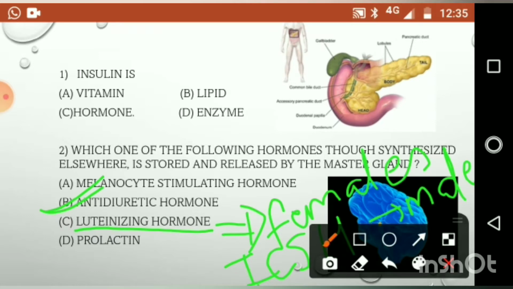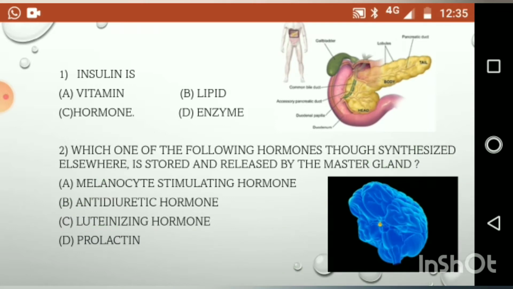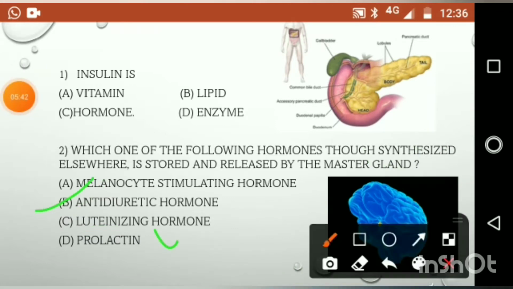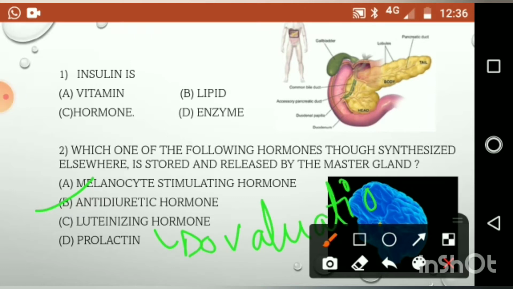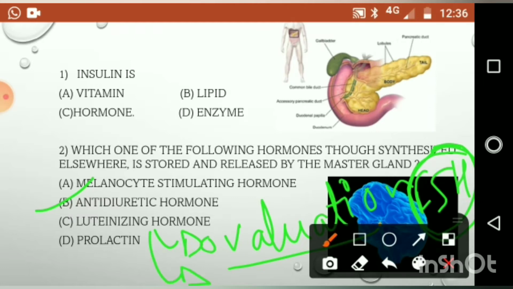Now this LH hormone, what does it do? It triggers ovulation along with FSH, that is follicle stimulating hormone, and it also helps in the conversion of ovarian follicles to corpus luteum.